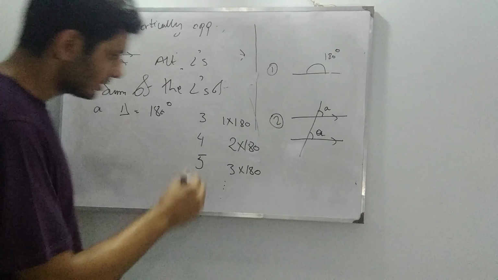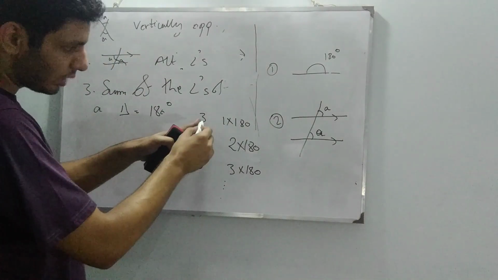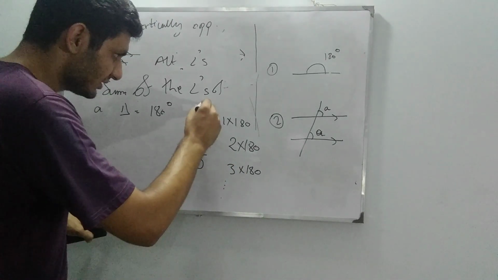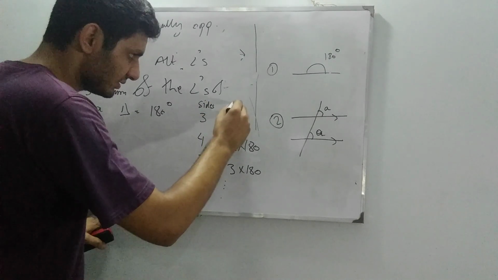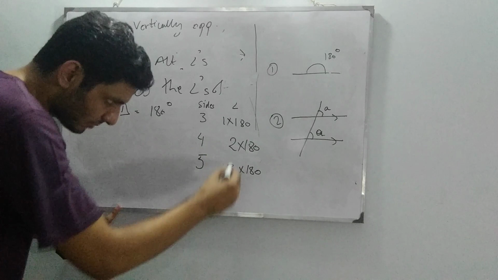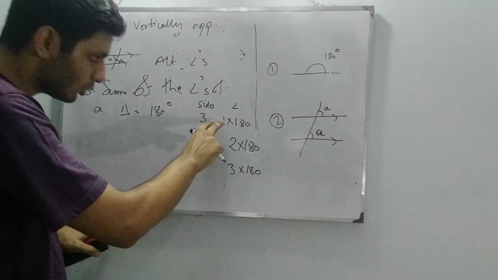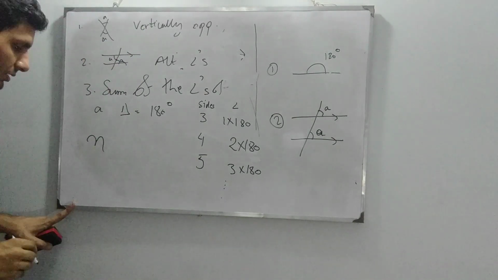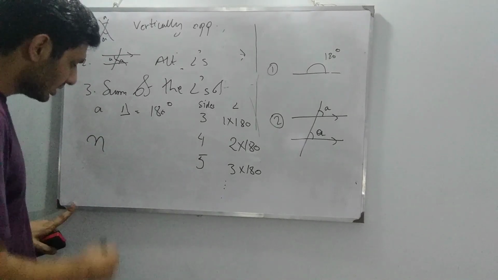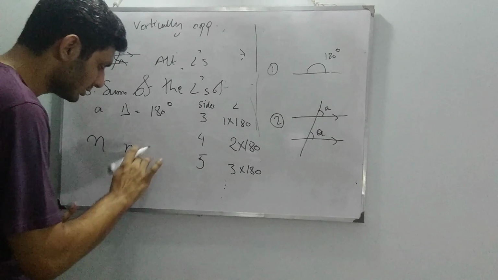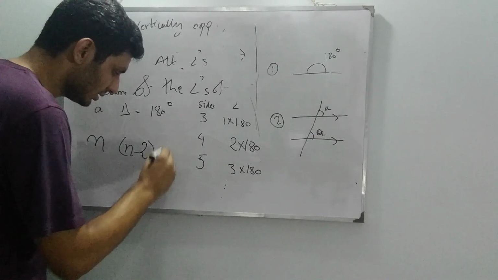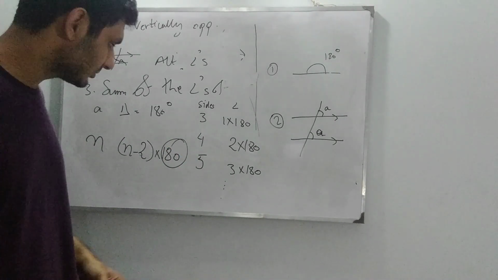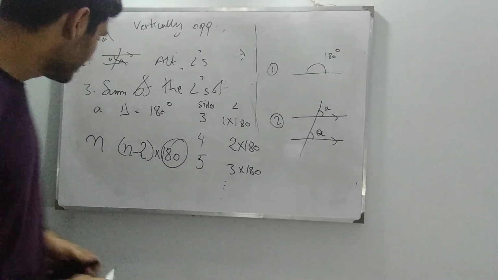Notice the difference between 3 and 1 is 2, 4 and 2 is 2, 5 and 3 is 2. So these are the sides, this is the total angle, and this is the multiplier for the angle. And the multiplier for the angle is always 2 less than the number of sides. So if I have an n-sided polygon, its total internal angle is given by n minus 2 times 180. And this 180 comes from the fact that any n-sided polygon is basically made from triangles. So that's that.